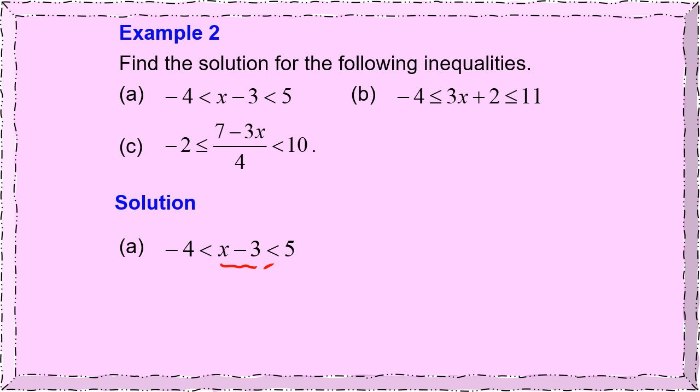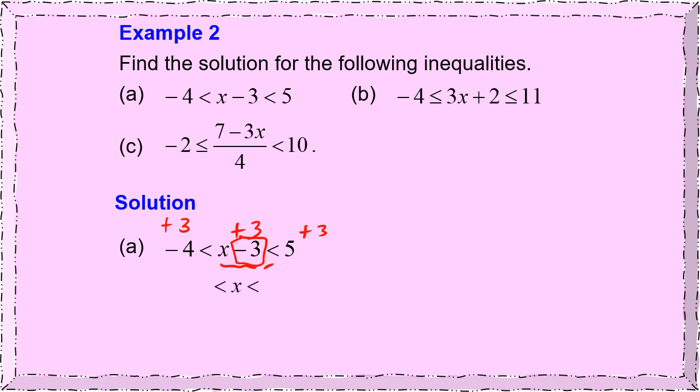So what do we need to eliminate here? We have to eliminate the negative 3. How? By adding 3 on the center. So if we add 3 in the center, it means that we have to add 3 on the left side, and also on the right side. So what do we get? It will be negative 1.